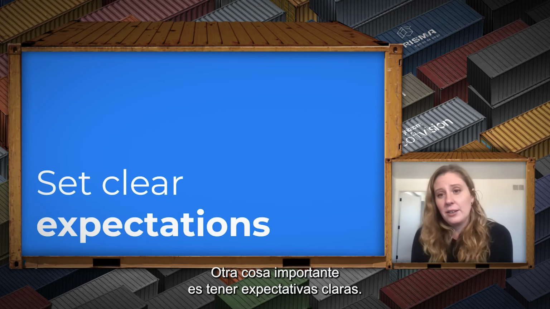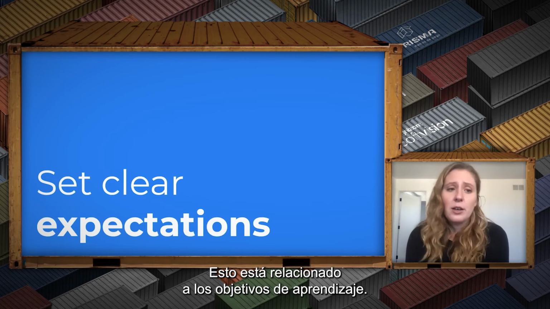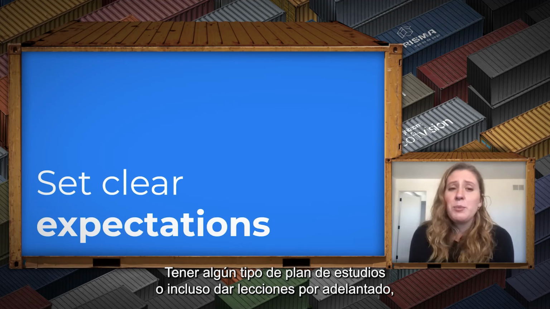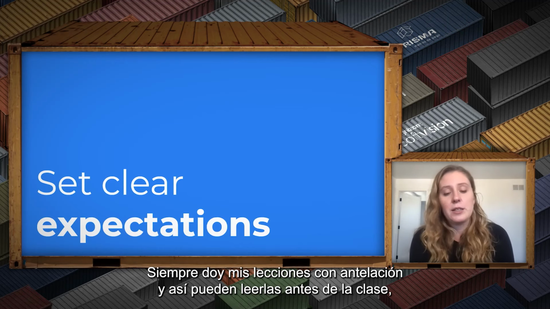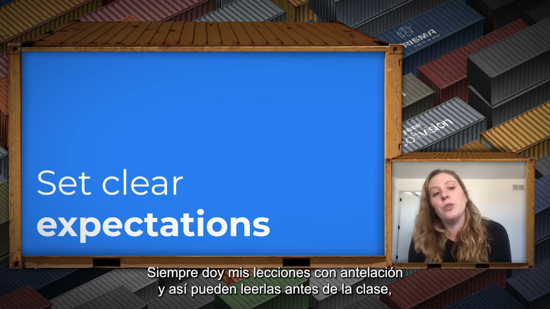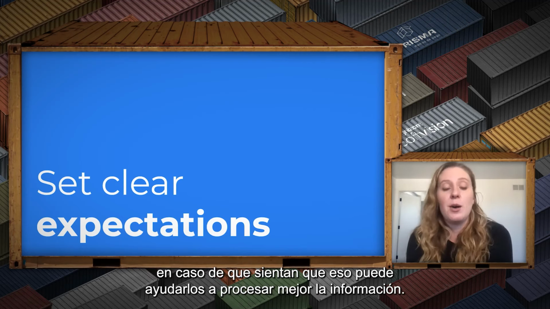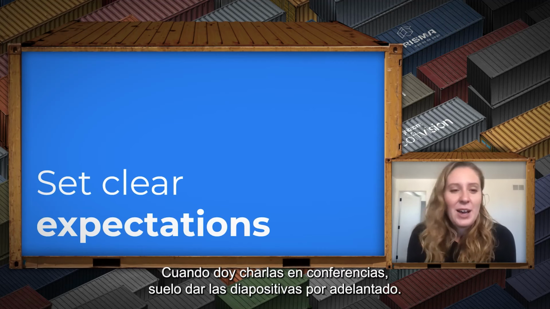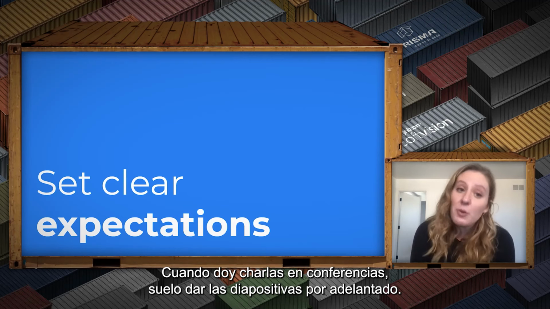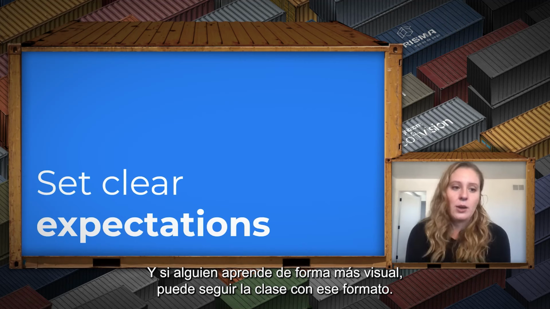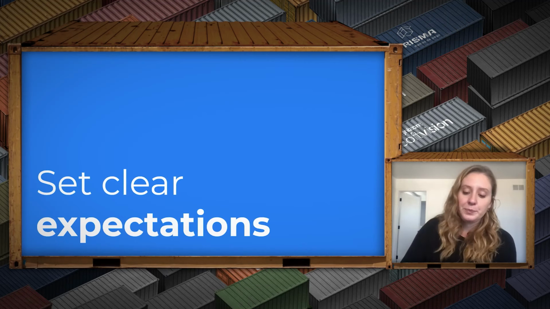The next thing is to set clear expectations. This goes back to the learning objectives, but having some sort of syllabus or even pre-giving lessons. I would always give out my lessons ahead of time so people could pre-read through them if they thought that was going to help them understand the information better. In addition, when I'm giving conference talks, I usually like to give the slides up front so that if somebody's more of a visual learner, they can follow along in that written format if they need to.